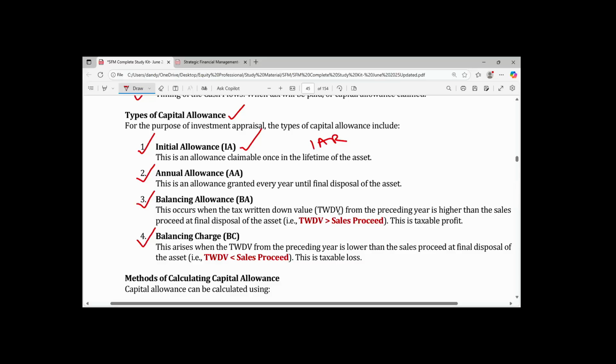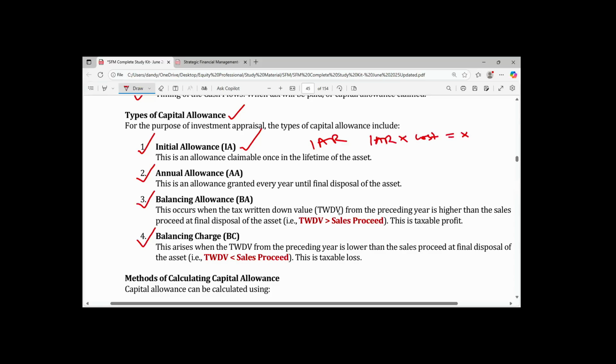Now, in that year one, if in the question you are given initial allowance and then annual allowance rates, what that means is that in that year one, you multiply initial allowance rates on the cost of the assets.